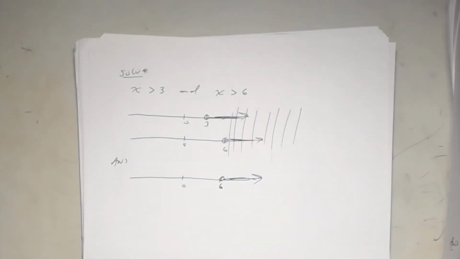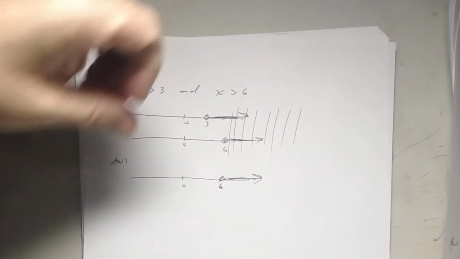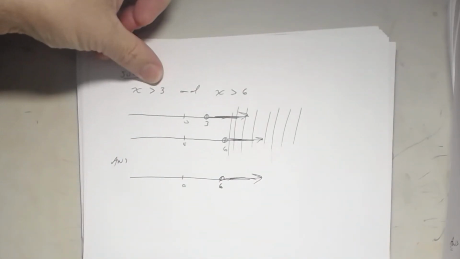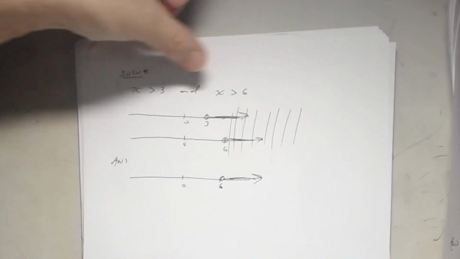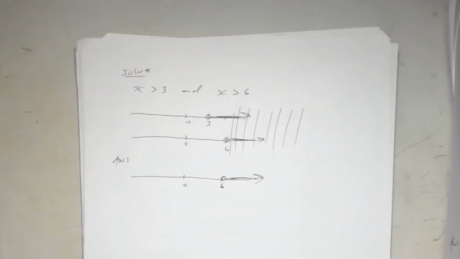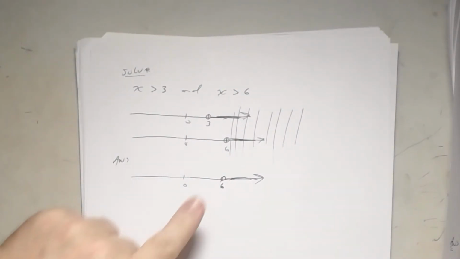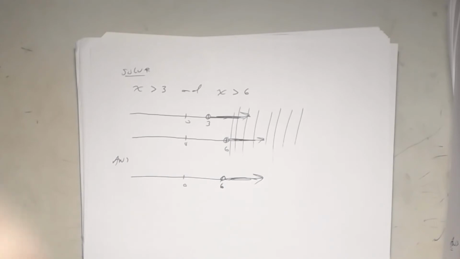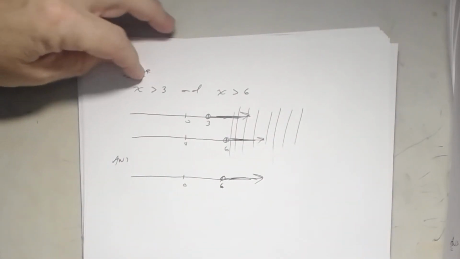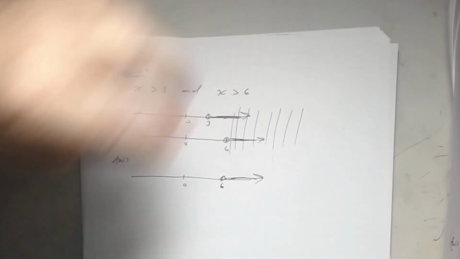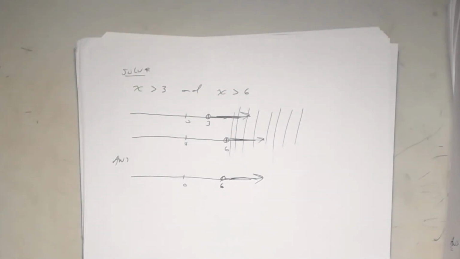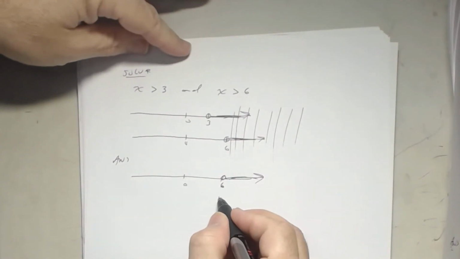And you can check. Let's check 7. Is 7 bigger than 3? Yes. And is it also bigger than 6? Yes. Do y'all see why 6 is not a solution? 6 is bigger than 3, but what's the issue? 6 is not bigger than itself. It's equal to itself. All right, and then what would be the interval notation?